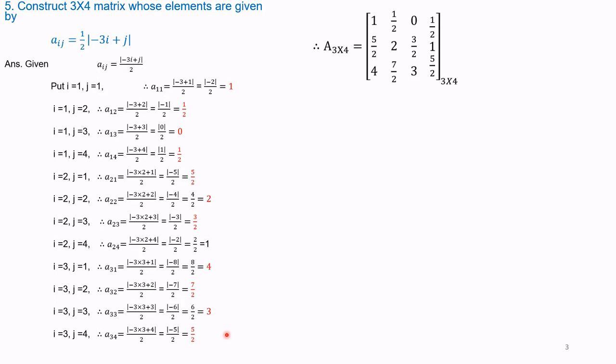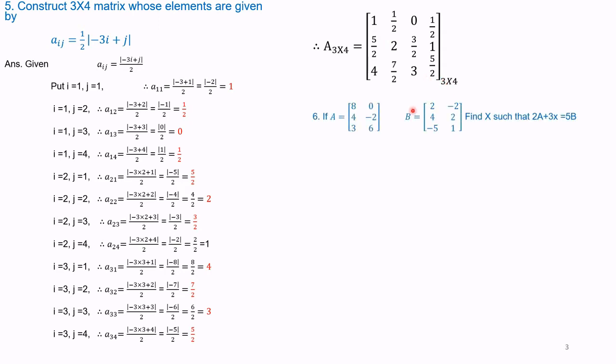Therefore, the matrix asked in the question is A suffix 3 by 4, that is 3 rows and 4 columns. We have substituted the calculated values in this manner. This is A11, A12, A13 and A14. This is A21, A22, A23, A24. Then A31, A32 and A33 and A34. Hence, this is 3 rows and 4 columns.